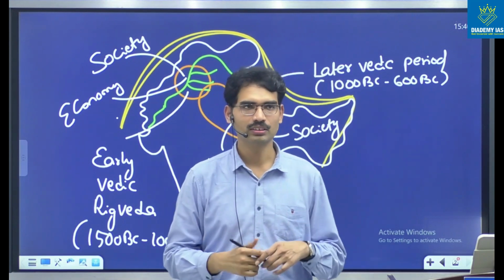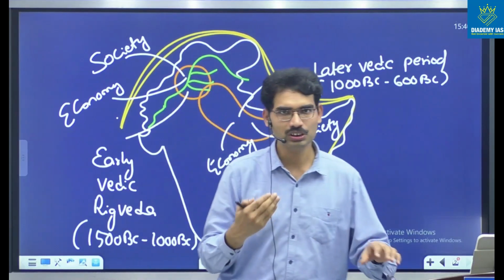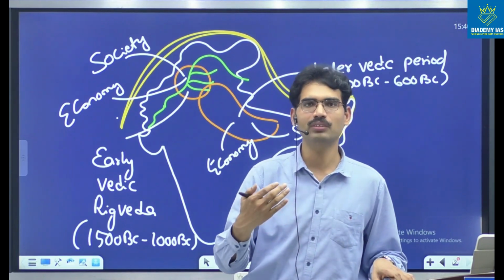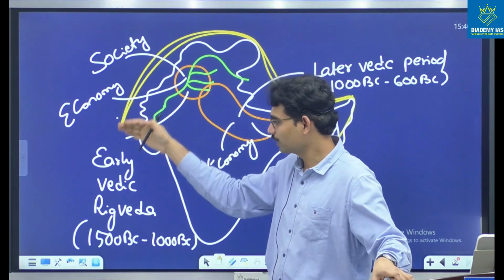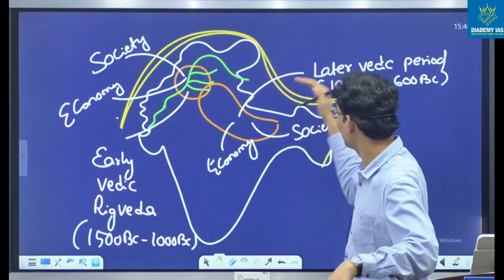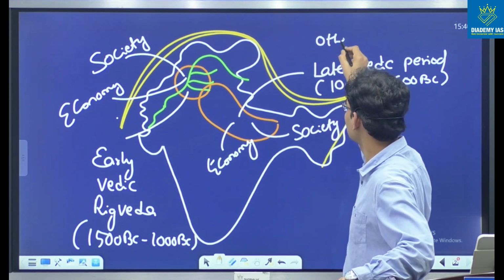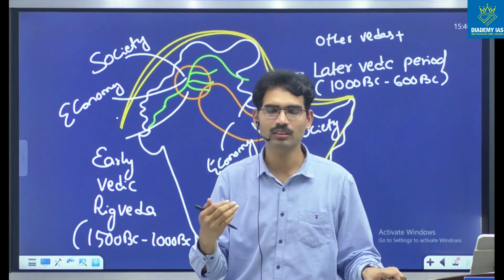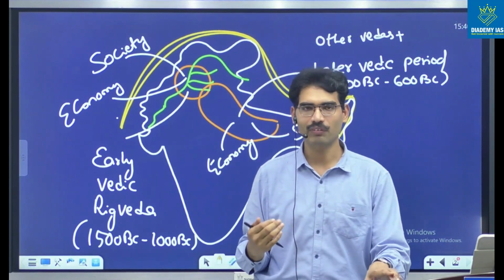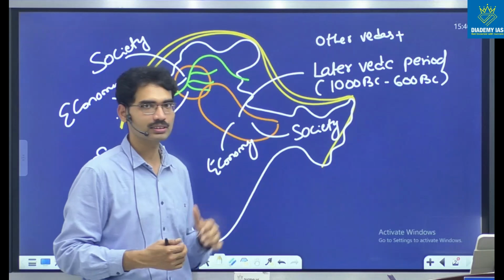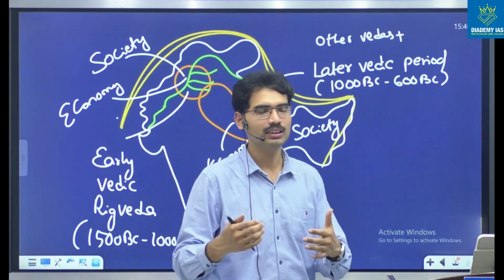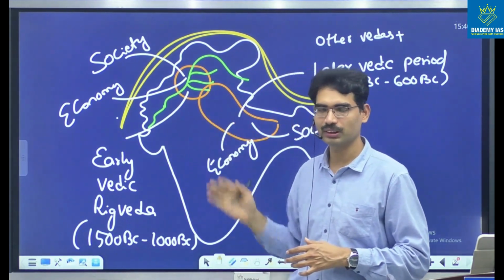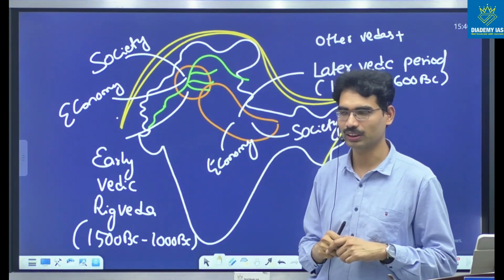So when we are writing the answer, the introduction, in history, always a better way to introduce any answer is to start with some kind of evidence: for the early Vedic time period, Rigveda is the source, and for the later Vedic time period, other Vedas and associated texts are the source. So based on the evidence available from Rigveda and other Vedas, we can understand the changes in the society and economy from the early Vedic time period to the later Vedic time period. Simple, that is one introduction you can give.